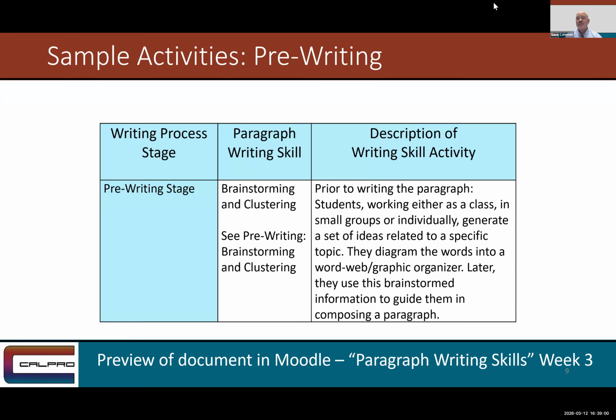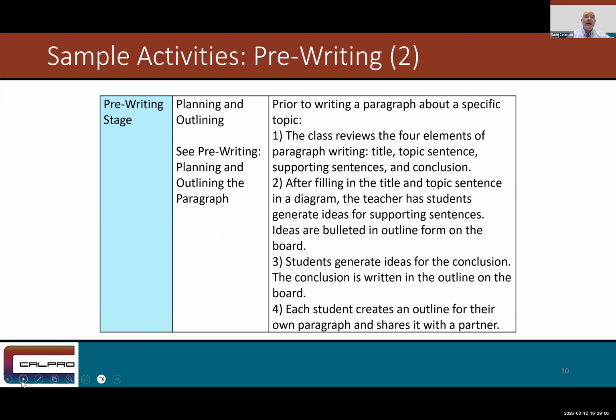So we've got some structure before we get into it, and then we have to rewrite it all. Okay, good stuff. So next part: planning and outlining, but still in our pre-writing stage. Prior to writing it, we can review four elements: title, topic sentence, supporting sentence, conclusion. We can use a diagram. We can do bulleting. Then students can generate.